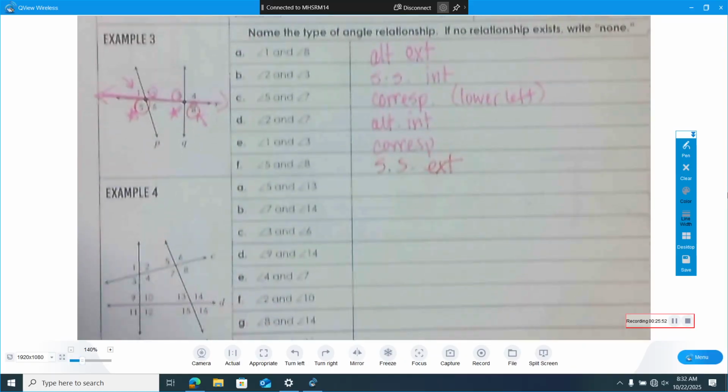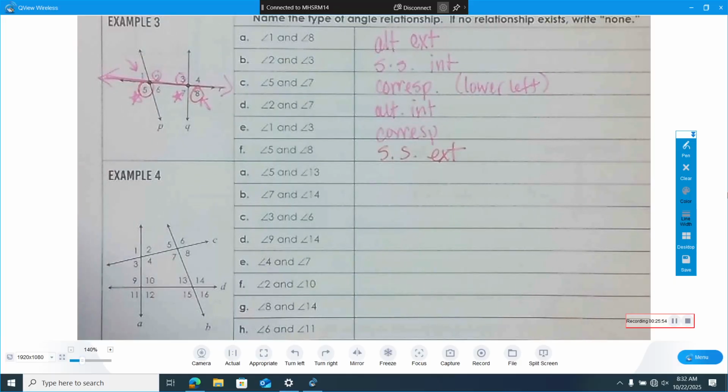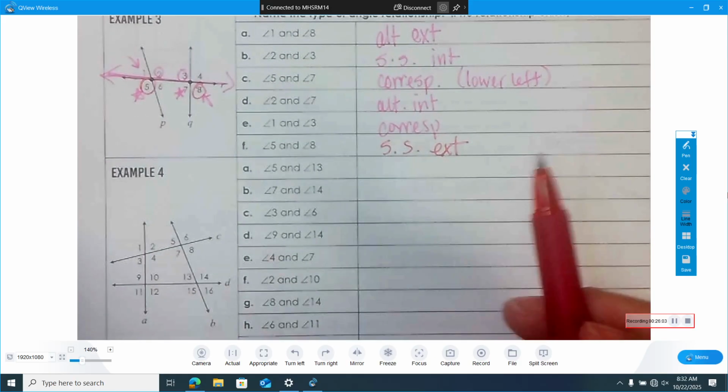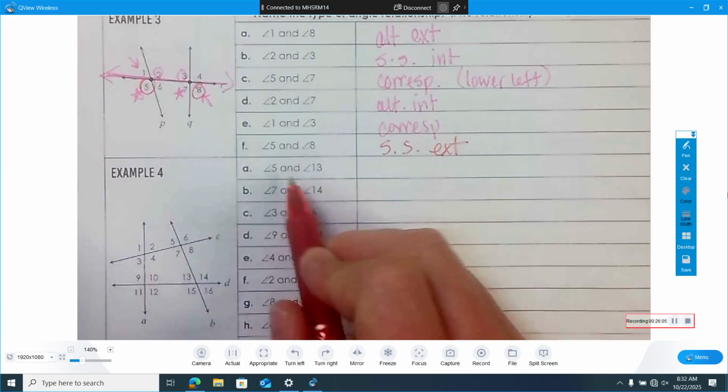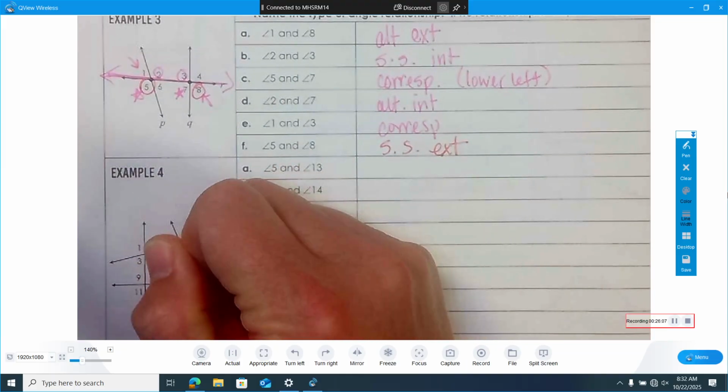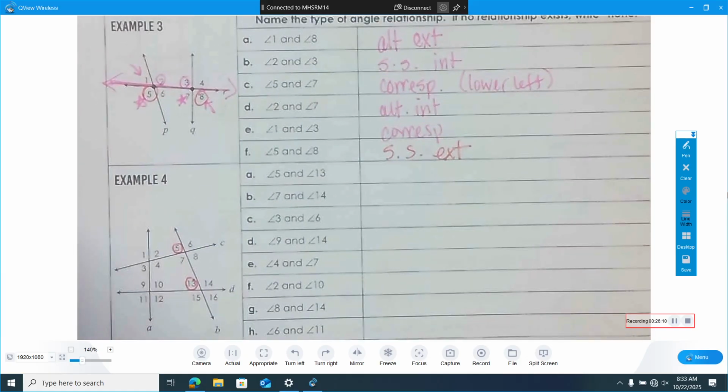Ooh, and then it gets more complicated. All right. So now I have actually kind of a lot of transversals here. So this is going to be a little trickier. So we have to look a little careful. Let's see. So we have angle 5 and then angle 13. 5 and 13, what would you call those?